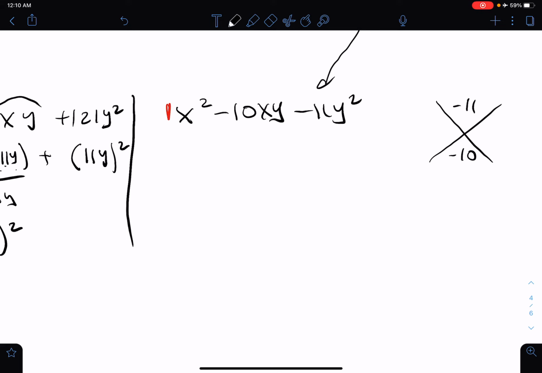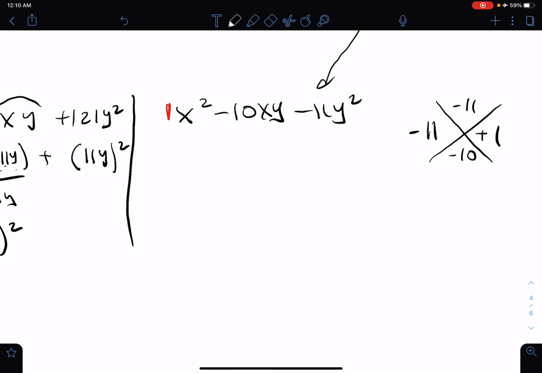So what multiplies to a negative 11? We're going to have a negative and a positive to make that happen, and adds to a negative 10. How about a negative 11 times 1? Negative 11 times 1 is negative 11, and negative 11 plus 1 is negative 10.